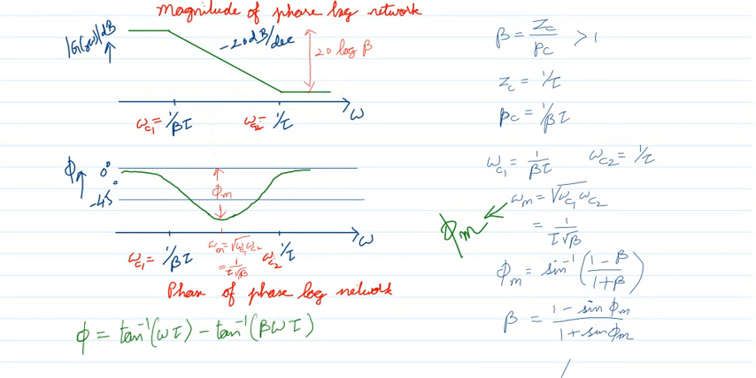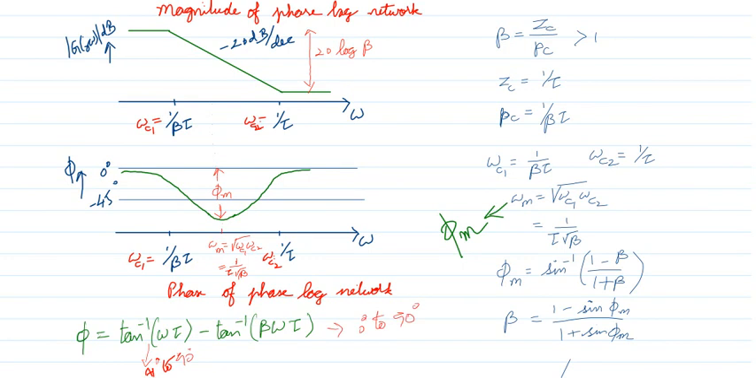Then what about the phase angle? You know, phi is tan inverse of omega tau minus tan inverse of beta omega tau. Okay, and we know the range of this is 0 to 90. For this it is also 0 to 90. We are going to subtract these two.